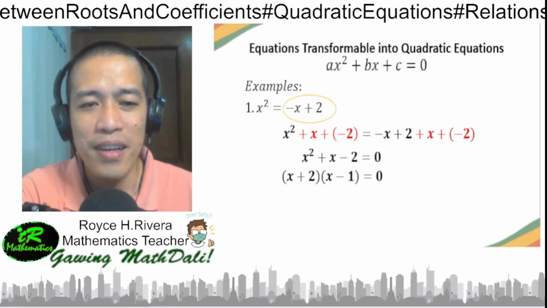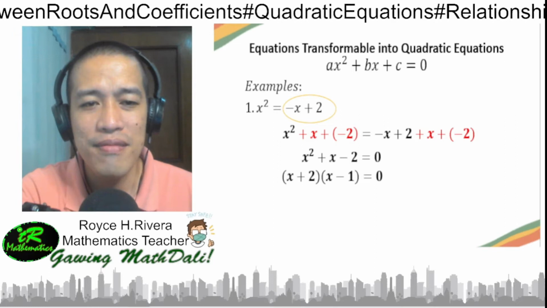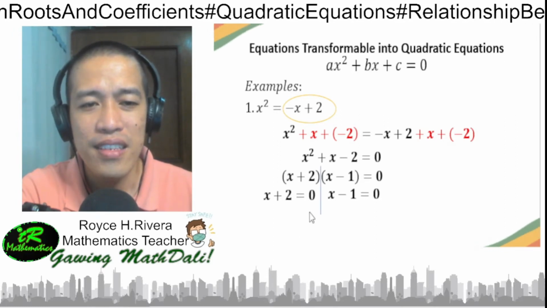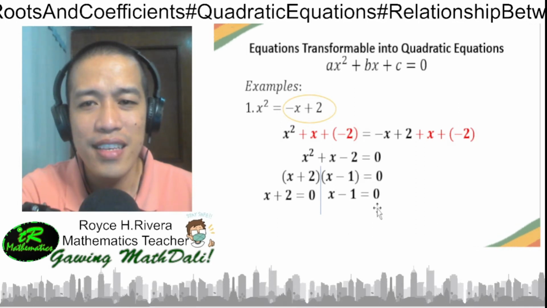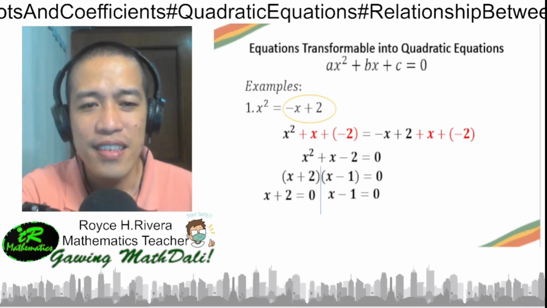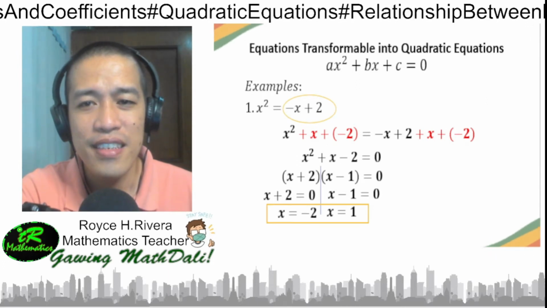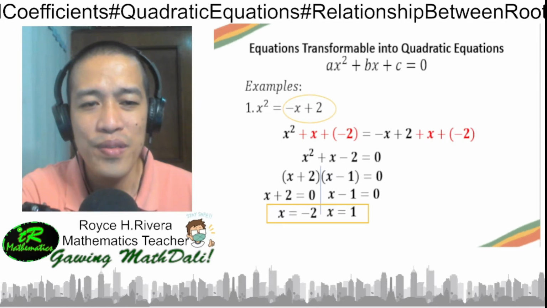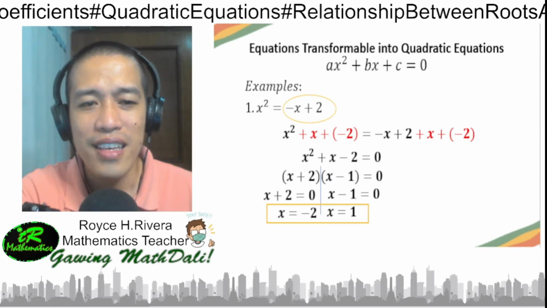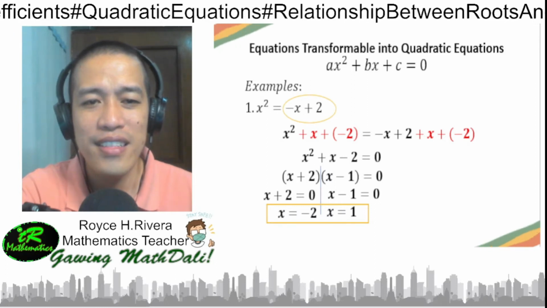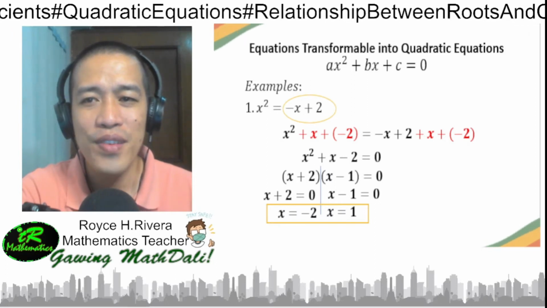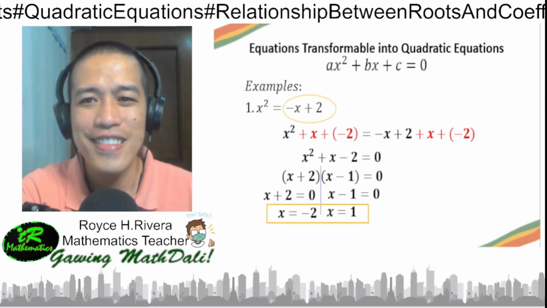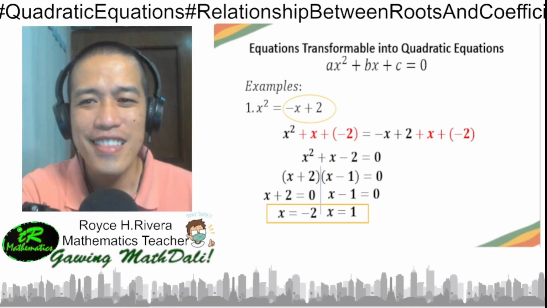By the zero product property, we will have x plus 2 equals 0 and x minus 1 equals 0. Solving for x, we have x equals negative 2, and the other one, x is equal to 1. So we have solved the roots of the quadratic equation. Sana nasundan?